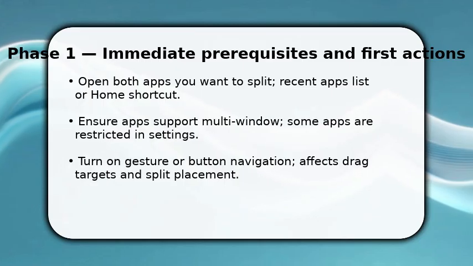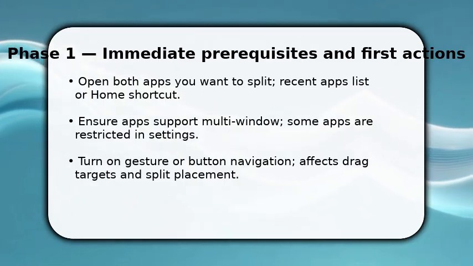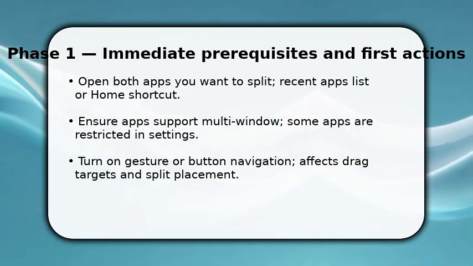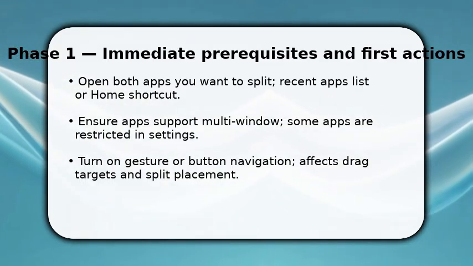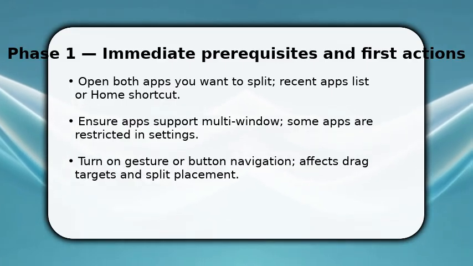You need one app visible to begin, then tap its app icon in Recents and choose Open in Split Screen. This pins the first app to the top or left and prepares the second slot. That gets you into the split workflow immediately.